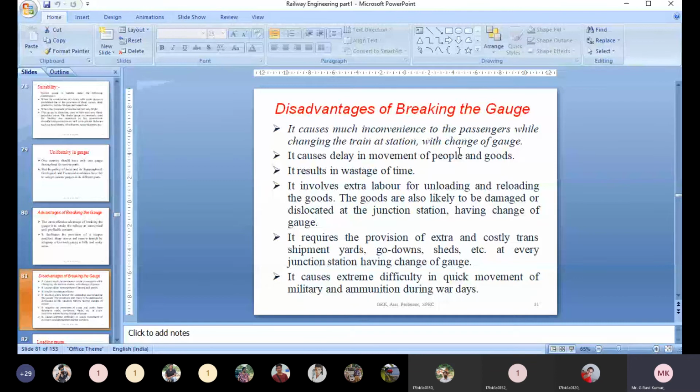It causes some extreme difficulty in quick movement of military and ammunition during war days. Understand now? Because if a single gauge is there, the military can travel. If different gauges are there, they need to change the train. So in that sense, some wastage of time will be there.